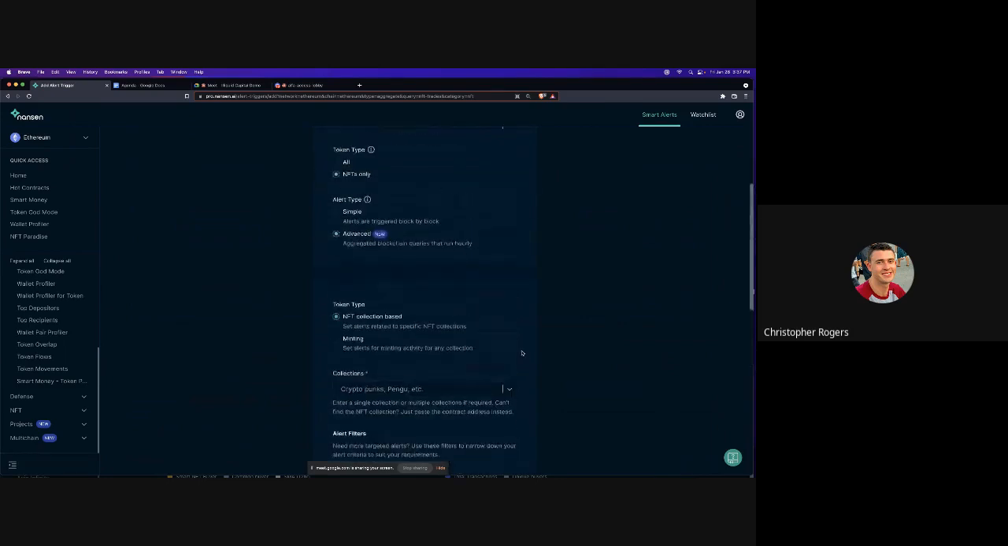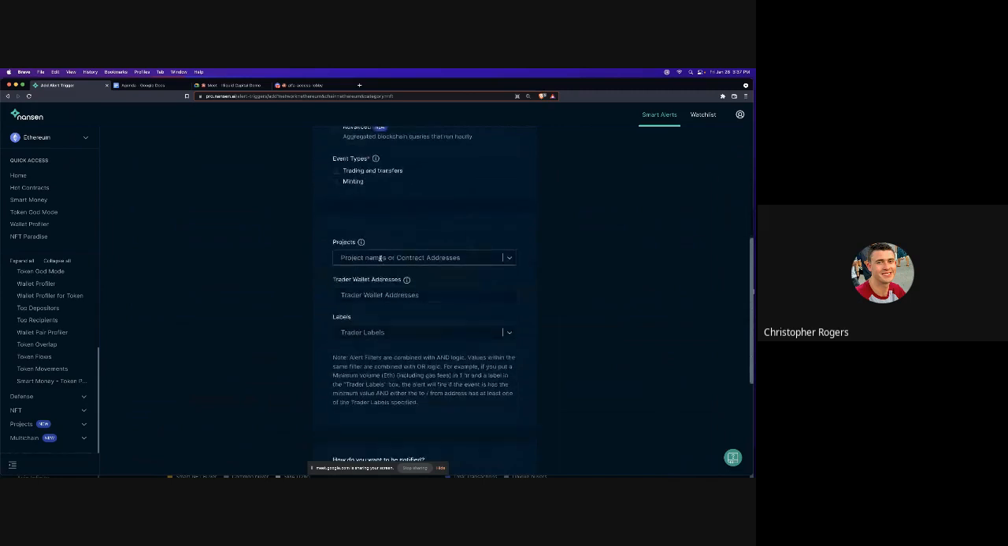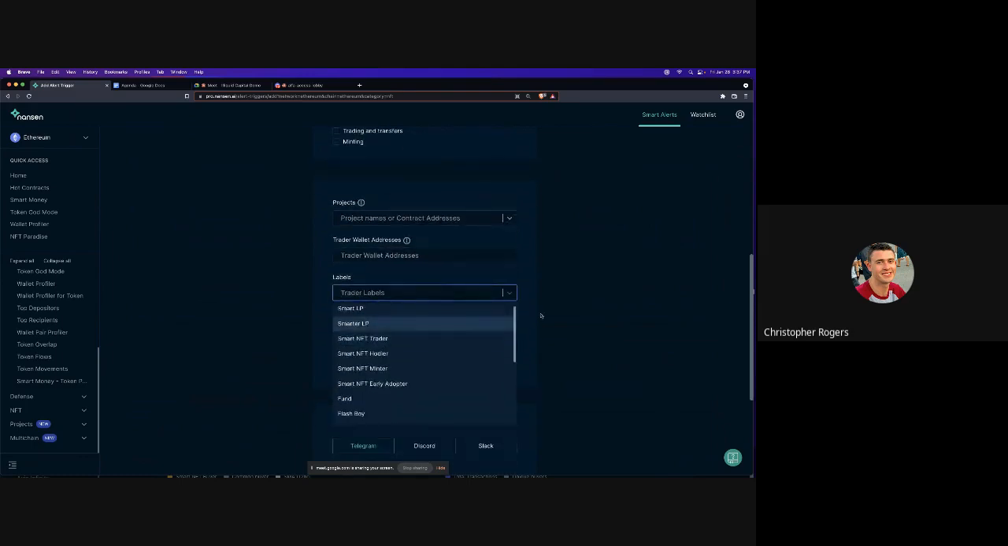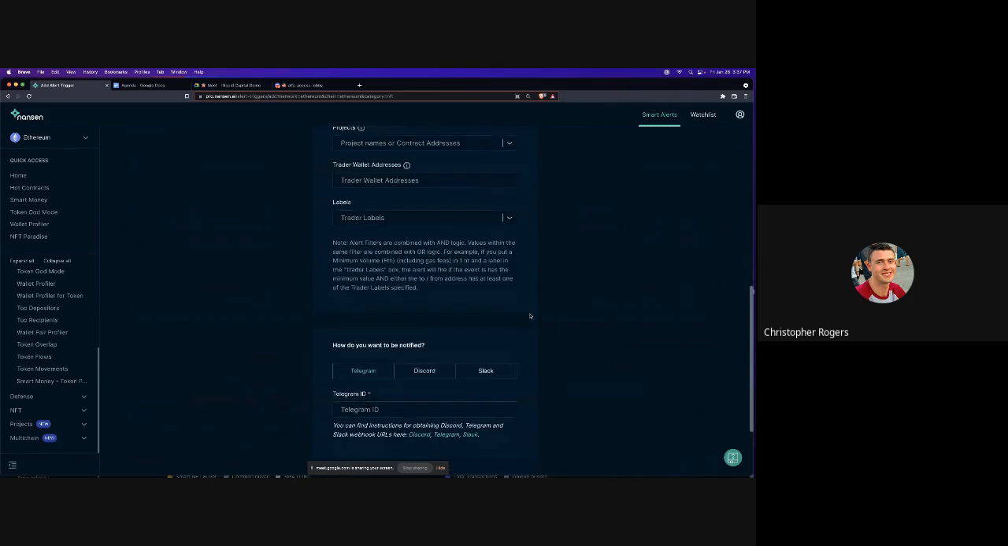Or if you wanted to do something more simple, you could just click the simple alert, and put in a project name, a wallet address, or a particular label as well. So I think this is a good segue to talk about our labels. But just before that, at the bottom, you can specify where you'd like to be alerted of these different alerts that would take place on the blockchain, whether it be Telegram, Discord, or Slack. And you can get these on mobile. As long as you have the mobile app for these platforms, you can gain access to these alerts.